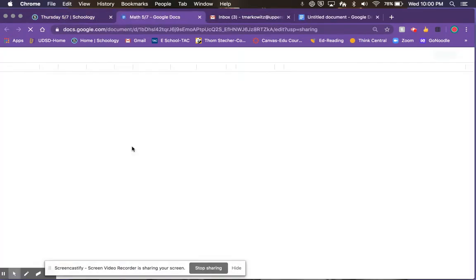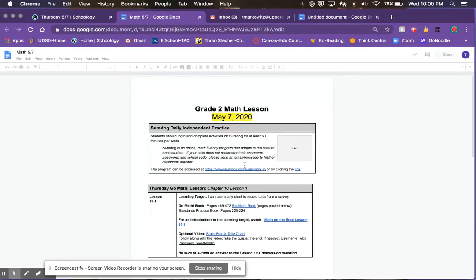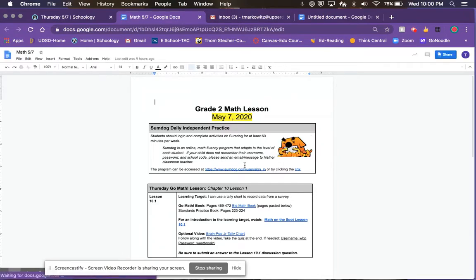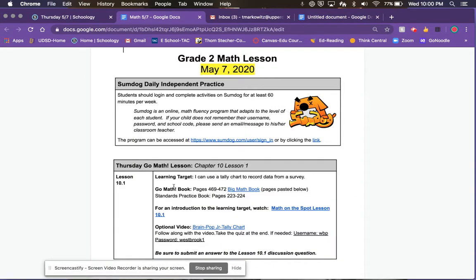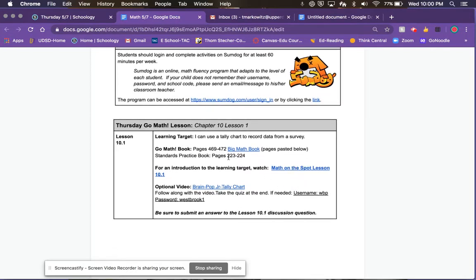All right, so let's check out our math lesson. There's not a whole bunch of things to do with the graphing, but it is important for us to learn. You should still be going on to SumDog and Prodigy. You're in the first lesson of graphing now. You're using a tally chart, okay? Four lines down, the fifth one crosses. All right, here's your math book here, 469 to 472, as well as your little skinny book, okay?